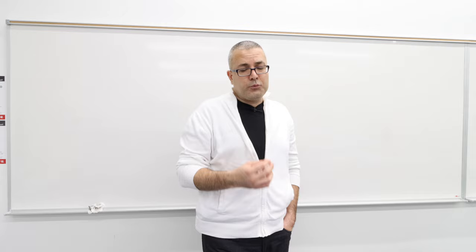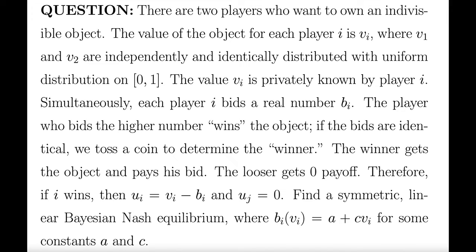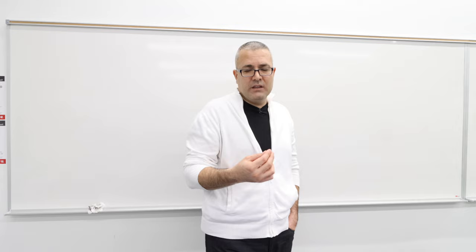Simultaneously and independently, each player i bids a real number. We denote it as B_i. The player who bids the highest number wins the object. If the bids are identical, if there's a tie, we toss a coin to determine the winner. And you'll see this actually doesn't matter. How you break the tie doesn't really matter.